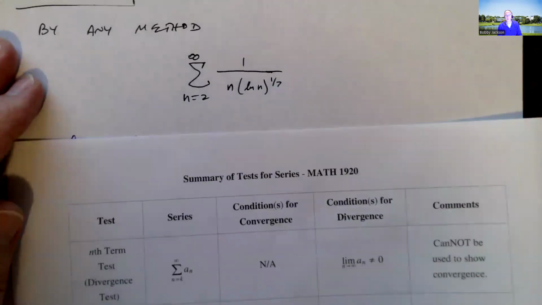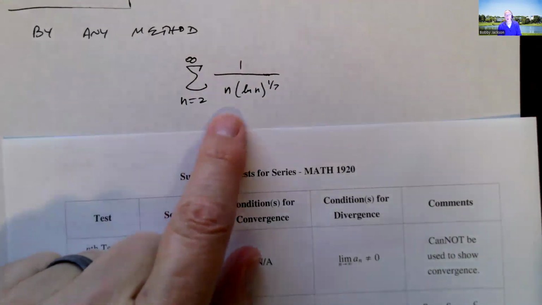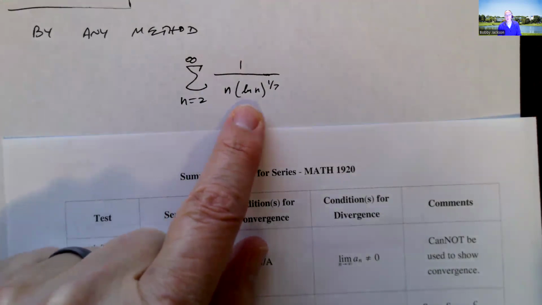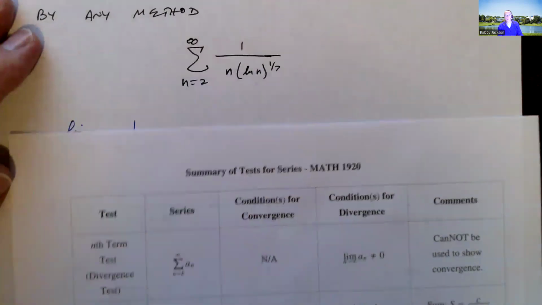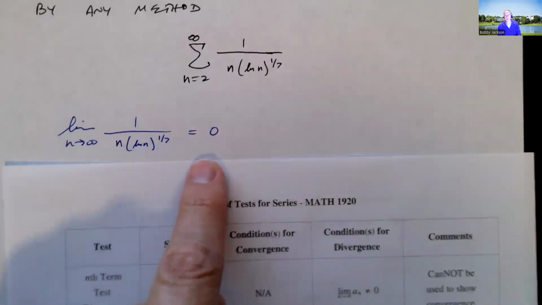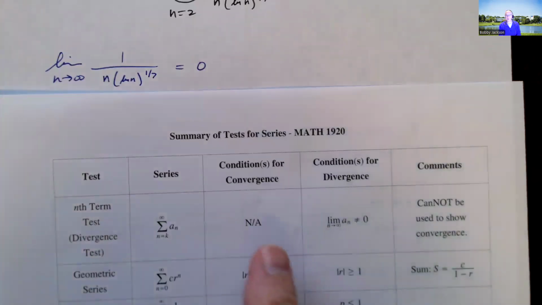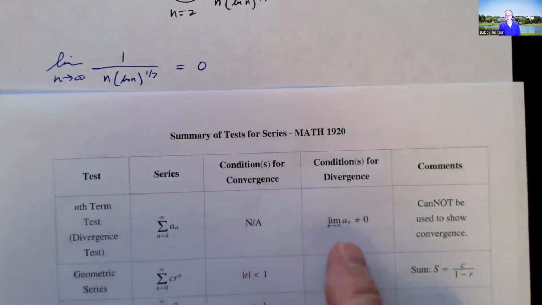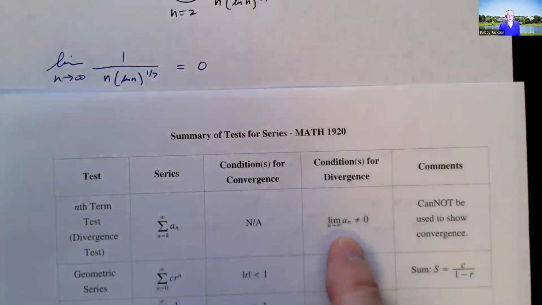When I look at this particular series here, 1 over n times the natural log of n to the 1/7 power, clearly the limit as n goes to infinity of the terms we're adding up goes to 0. Of course, that tells us nothing, right? This nth term test, if I can show these terms are not 0, then I know the series is divergent.